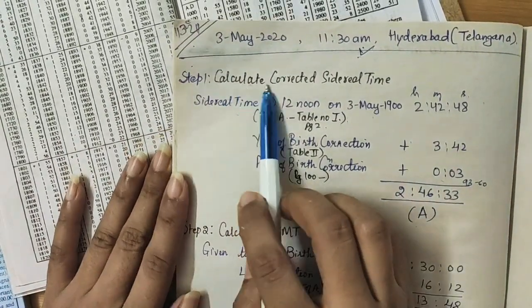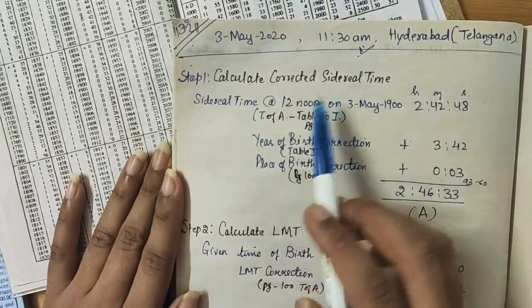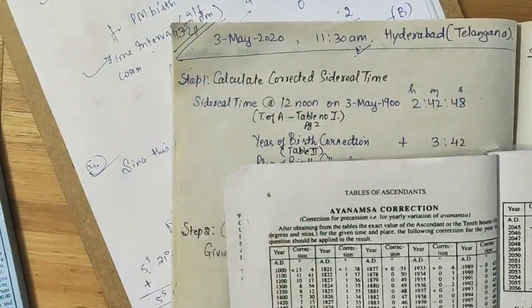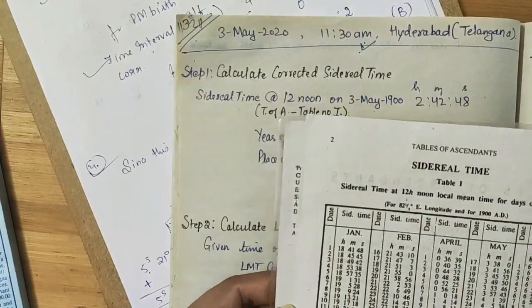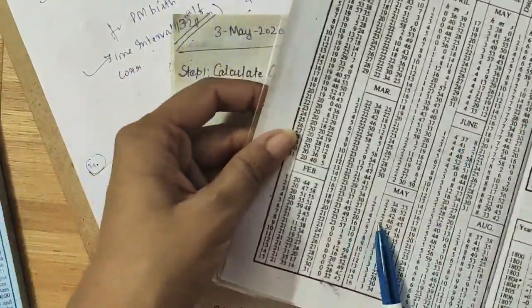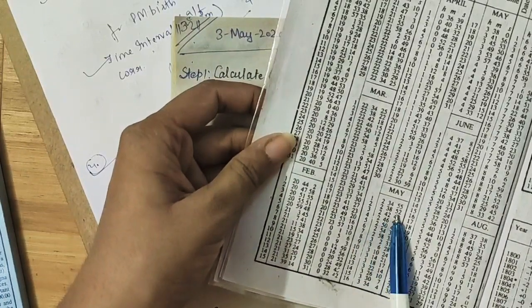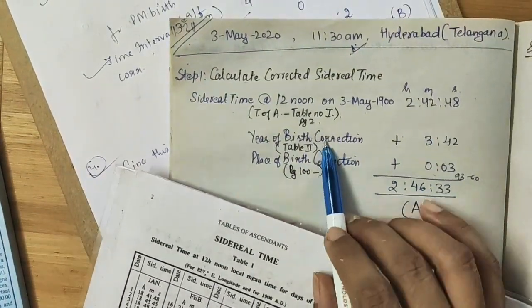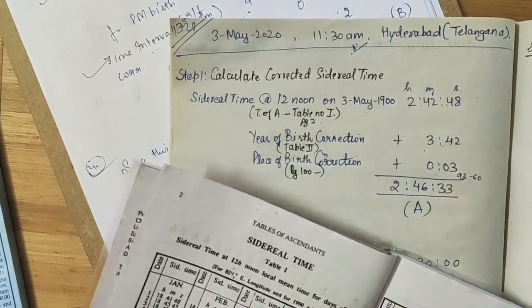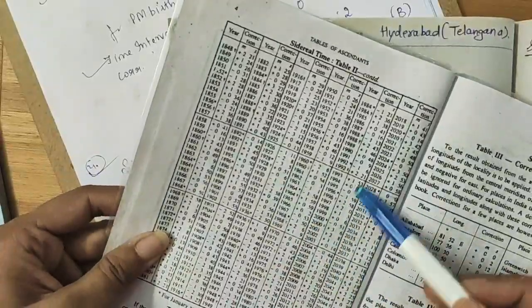Calculate the corrected sidereal time. Sidereal time at 12 noon on 3rd May 1900 will be from the table of ascendants, the starting table number 1, which is the standard table. From here you can find the date, 23rd May and all. You write it down. Then you do the year correction for 2020. You write the year correction from the next page of the table of ascendants.